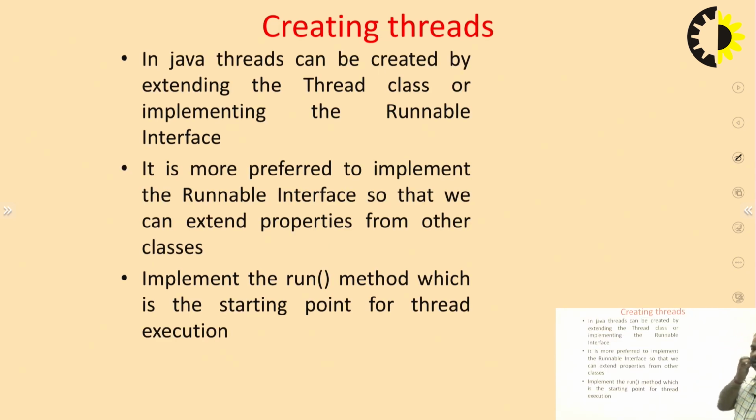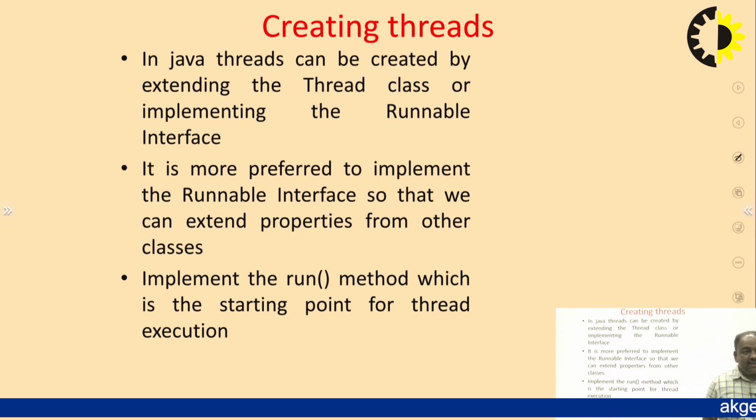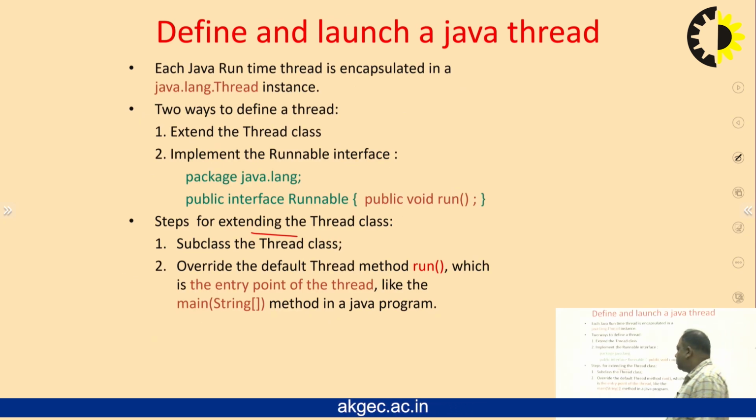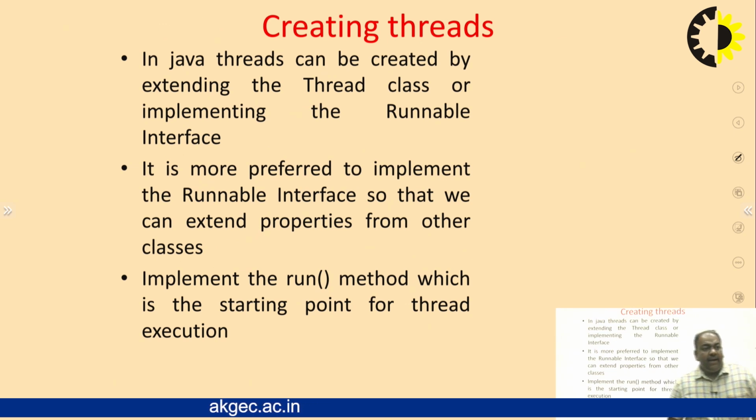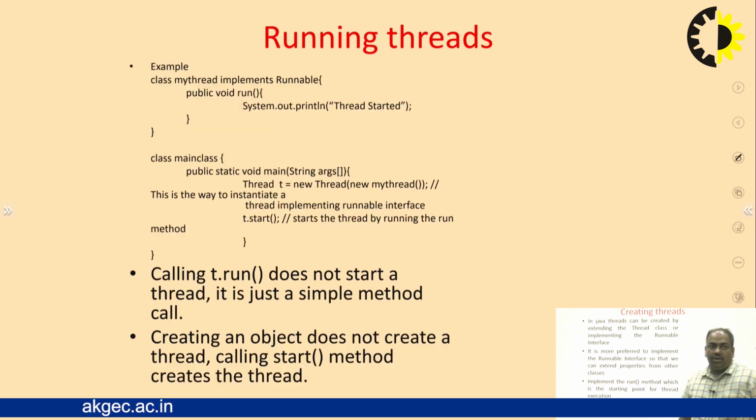How do we create a thread? In Java, threads can be created by extending the Thread class or by implementing the Runnable interface. It is most preferred to implement the Runnable interface so that we can inherit the properties from other classes. How do we inherit the properties from other classes? We can do so using overriding. And we implement the run method, which is the starting point of the thread execution.